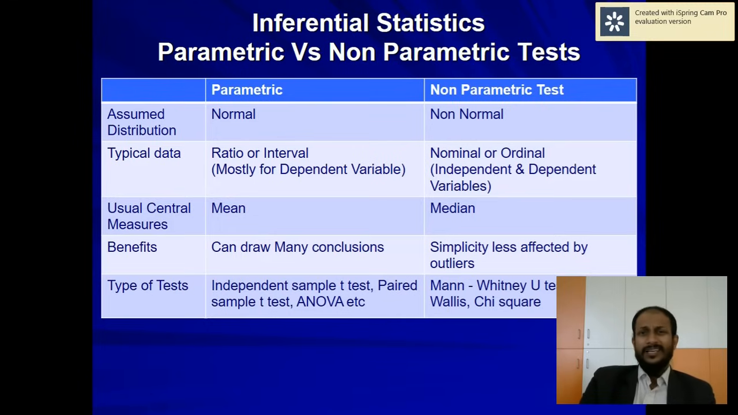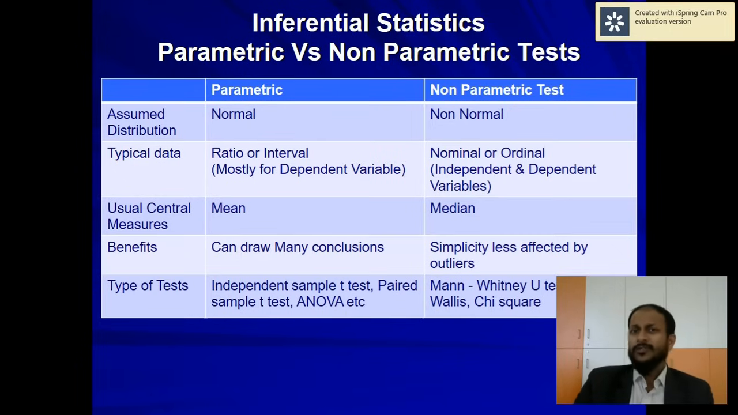The other one is that we can draw many conclusions based on parametric test, but we cannot have so many conclusions based on non-parametric test. We can also have one more difference when it comes to the sample size. Parametric tests require a bigger sample size. When it comes to non-parametric tests, you don't need that big a sample size. It might give you a good result with a small sample size also.